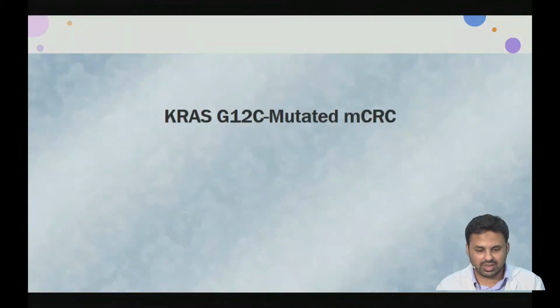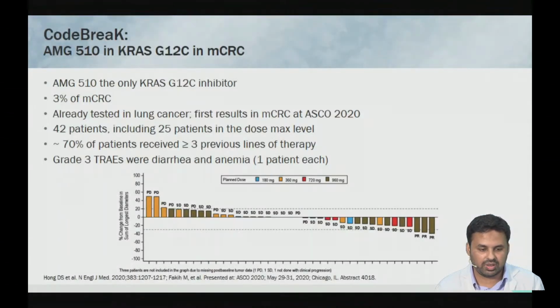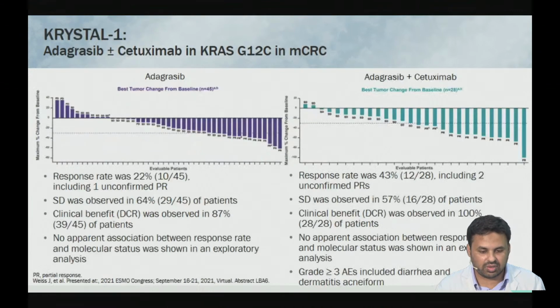So what about the KRAS G12C mutated population? We have got some agents to target this, like sotorasib, which is a KRAS G12C inhibitor, which showed improved responses in the phase 1, phase 2 trials. And also we have got the CodeBreaK 300 ongoing study, which is also a phase 2 study, which showed better responses when we combine this KRAS G12C inhibitor with anti-EGFR agents.